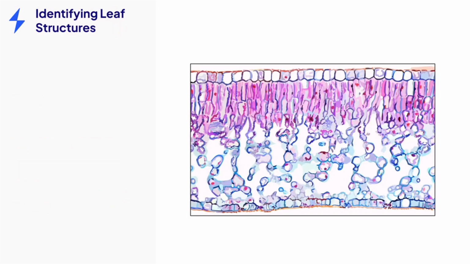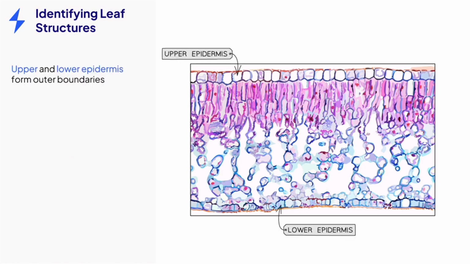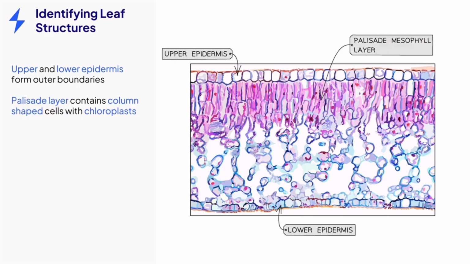In your exams, you may encounter micrographs that look very different from the images in a textbook. It is therefore important to practice the skill of identifying leaf structure on them. The upper and lower epidermis should be simple to identify as they form the outer boundaries of the leaf in the micrograph and are only one cell thick. The palisade layer will contain cells that are column-shaped, and you may be able to see many chloroplasts in them. Unlike the images in a textbook, this part of the leaf may contain several layers of cells.